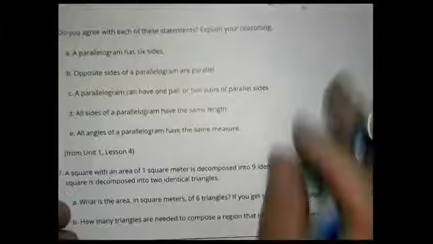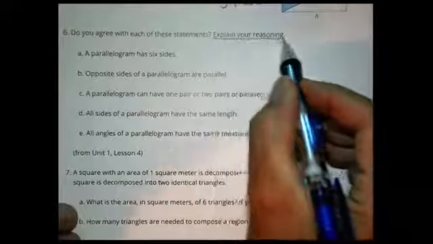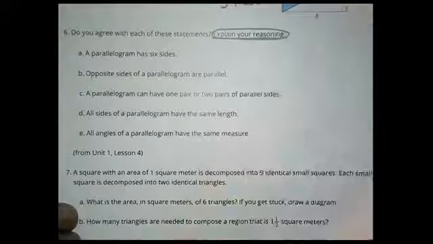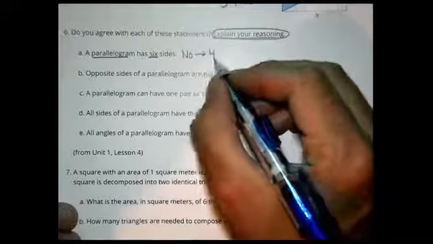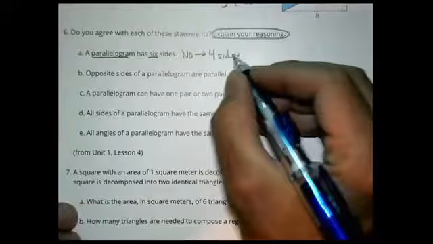Number 6. Do you agree with each of the statements and explain your reasoning? The key part here is going to be explain. I'll go over whether you should agree or disagree, but you need to make sure you explain your reasoning. A. A parallelogram has 6 sides. Agree, disagree? We would probably say disagree. No, because a parallelogram has 4 sides. That's how that works.